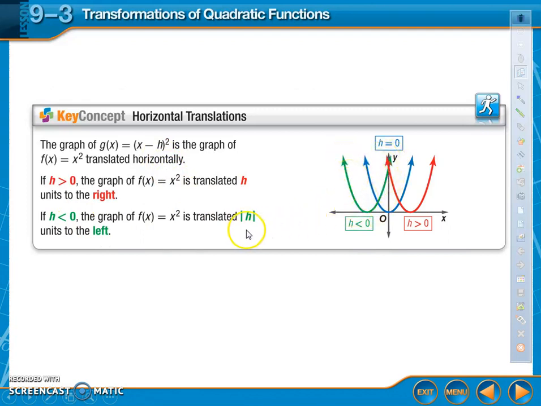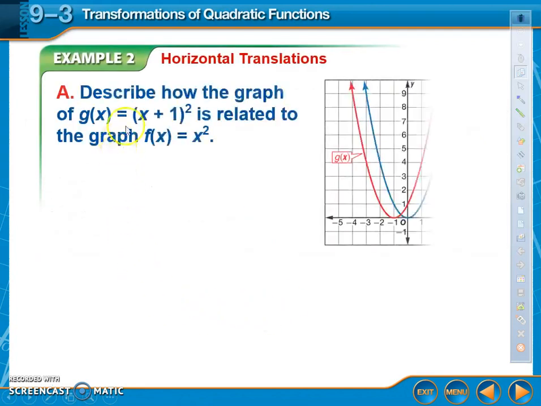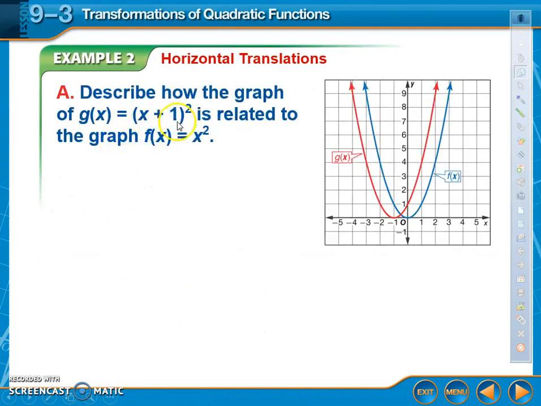Pretty easy, right? How many? The absolute value of that. They don't want to say h units because you can't move negative units that way. So we look at this, x plus 1. Now it's translated over. Whoa, whoa, whoa, Coach. Why are you saying that it's plus 1 though? Why is it translated over that way?